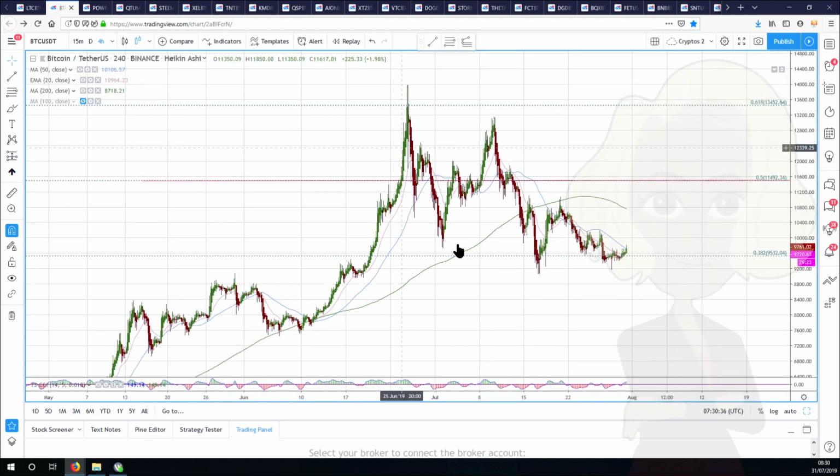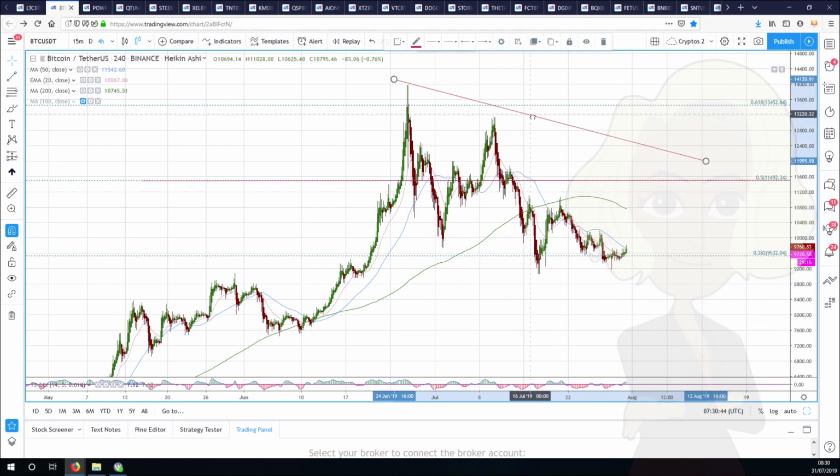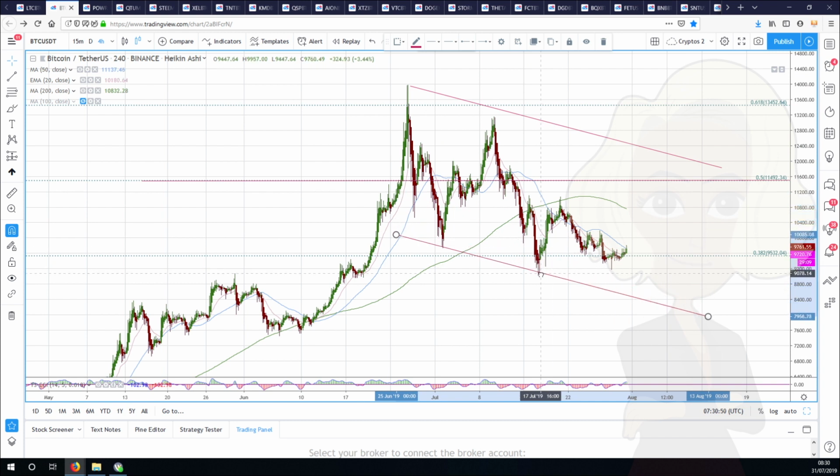So first off, let's draw this as a channel, a parallel channel, and we'll connect these lows. I know this is a funky way to do it, but it sometimes works, so bear with me. Okay, so if we clone it, then that's what our parallel channel looks like, if we use the low values rather than the high values.